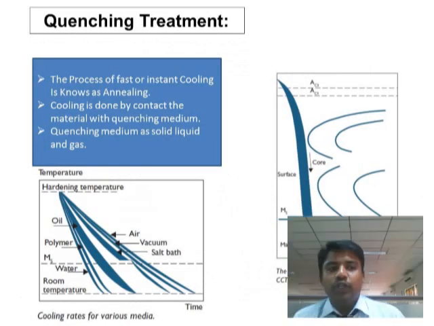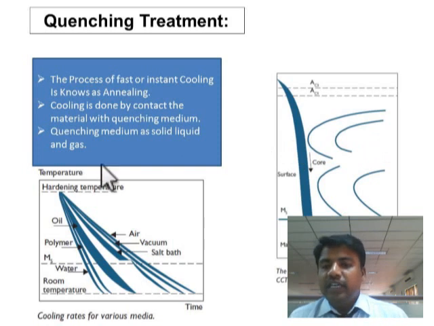Okay, just continue. Now, the quenching process. What is a quenching process? An instant cooling process is called the quenching process. Here, what happens is a rapid cooling process. If we want to improve the hardness of the metal, we have to go for the quenching process.